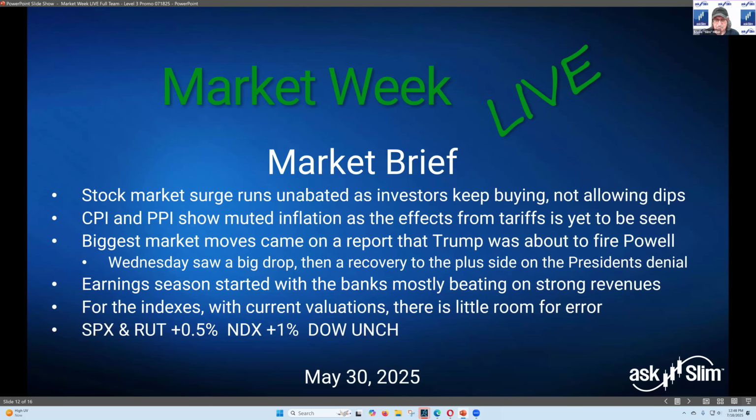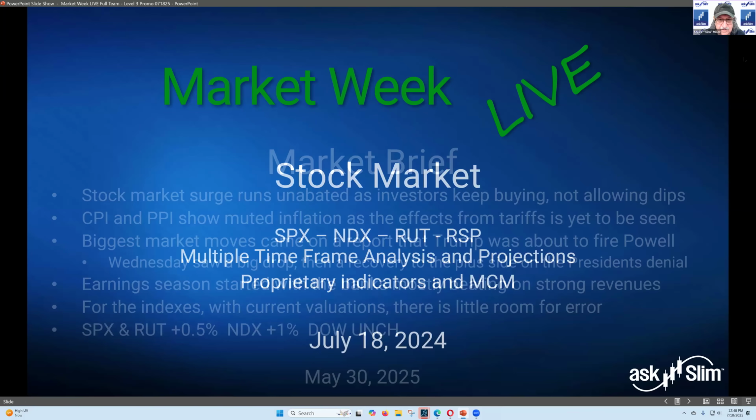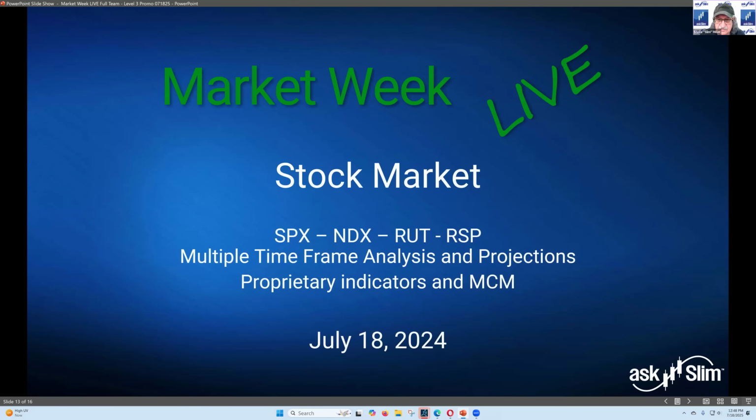For the week, the Russell and S&P 500 were both up about 0.5%. The NASDAQ was up about 1% as these tech stocks do overperform, and the Dow was unchanged on the week. So that's what happened this week, and the background news just didn't seem to make any real difference. We're going to review the S&P 500, NASDAQ, Russell, and the RSP.